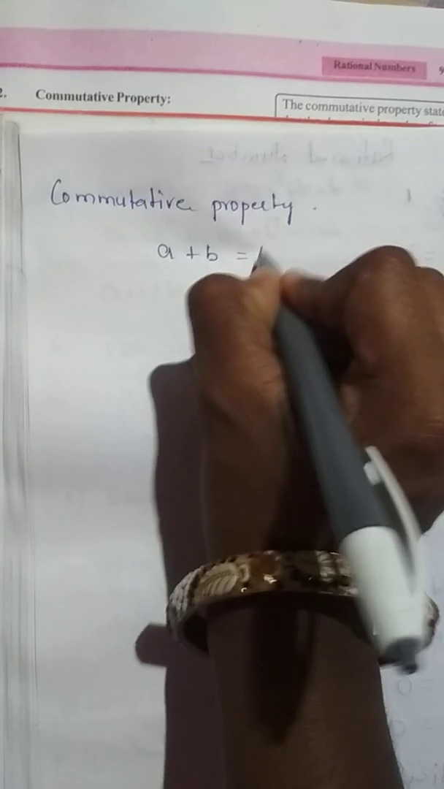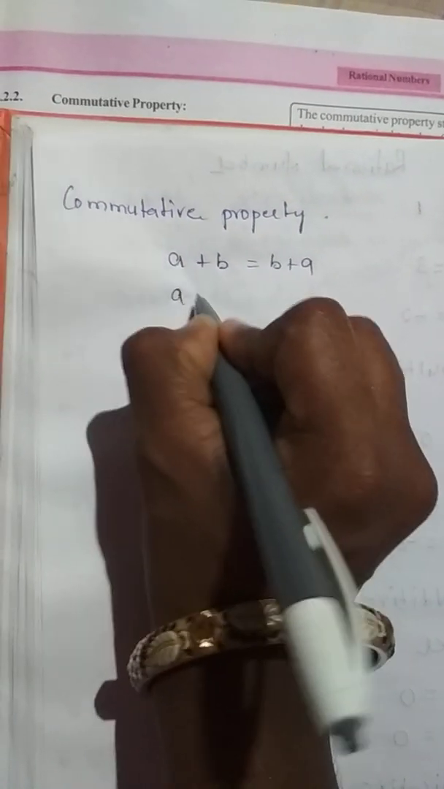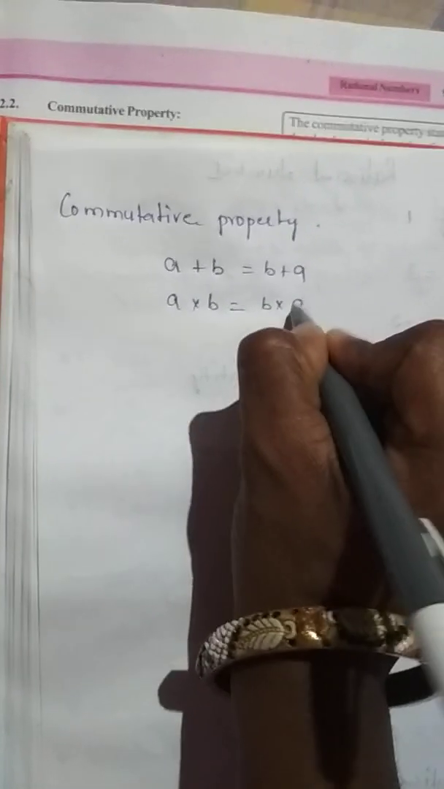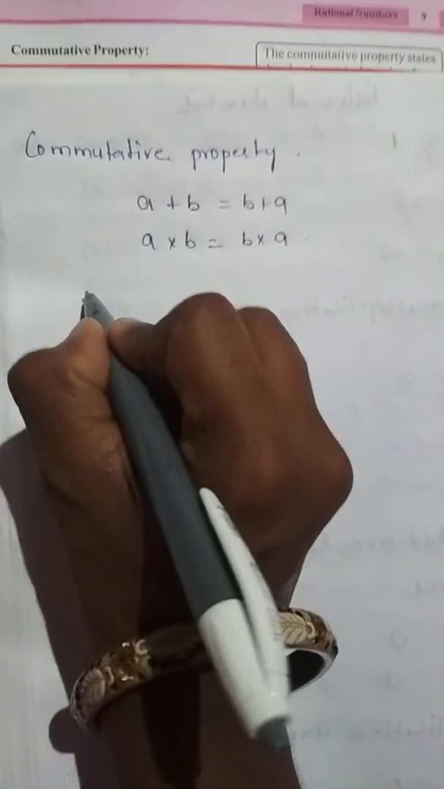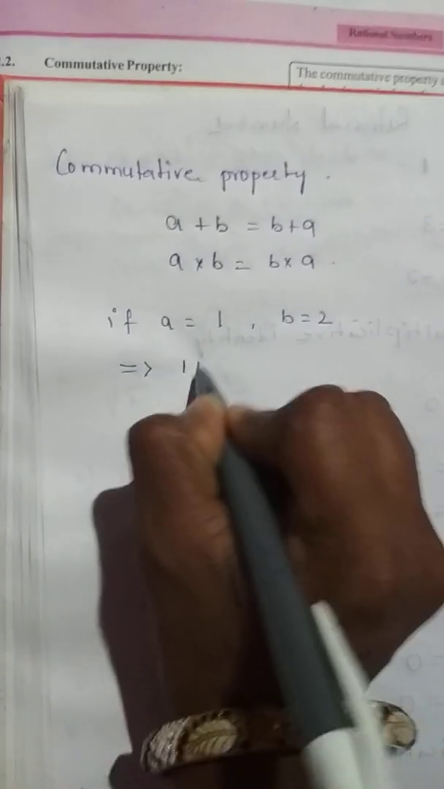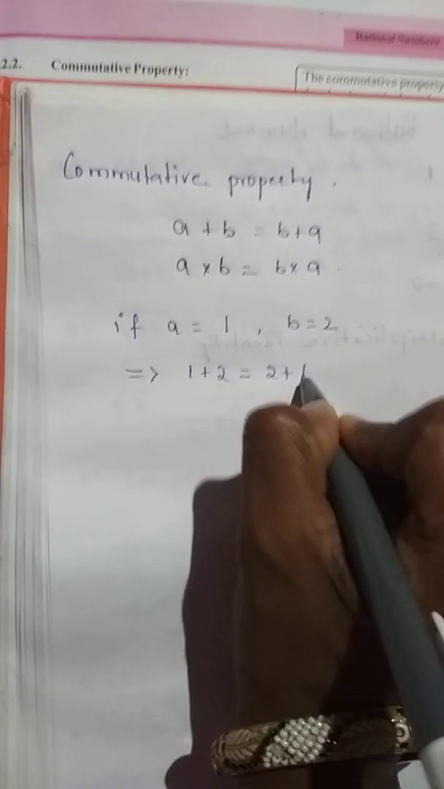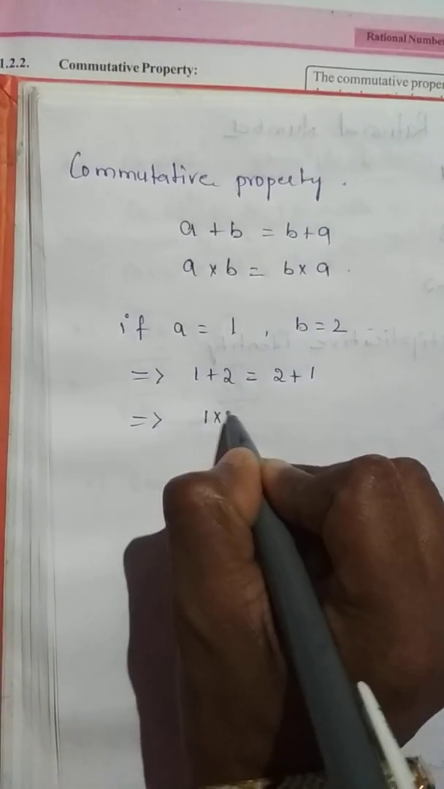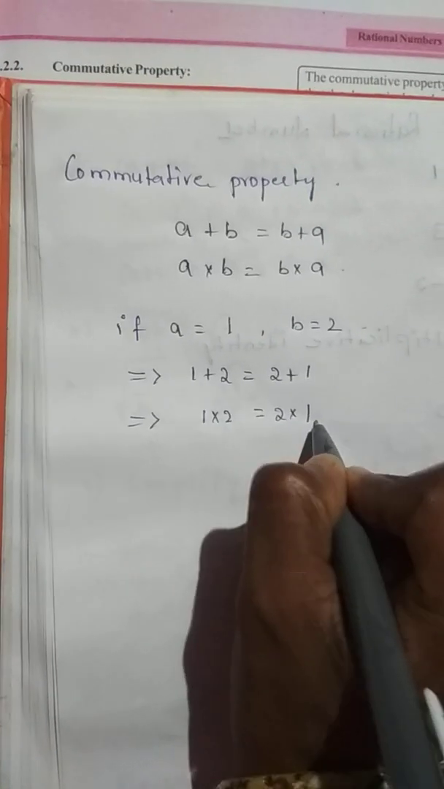Next one is commutative property. Commutative property is nothing but, with respect to addition, a plus b is equal to b plus a. a into b is equal to b into a. For example, if a is equal to 1, b is equal to 2, with respect to addition, 1 plus 2 is the same as 2 plus 1, right? With respect to multiplication, 1 into 2 is the same as 2 into 1. This is nothing but commutative property.